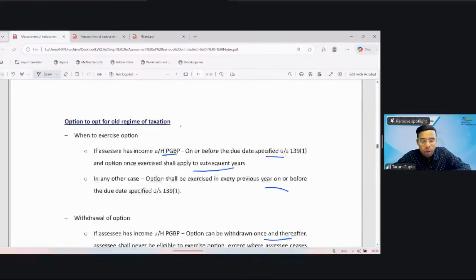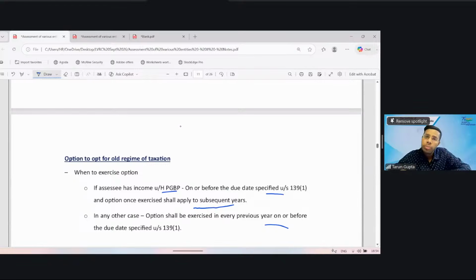Okay. So this was all about the new regime and the old regime. If you see, under the new regime the slab rates are concessional. The basic exemption is 4 lakh, while in the old regime the tax rates are high and the basic exemption is only 2.5 lakh. In the new regime, the 30% tax rate kicks in when the total income exceeds 24 lakh, while in the old regime the 30% tax rate kicks in when the income exceeds even 10 lakh.